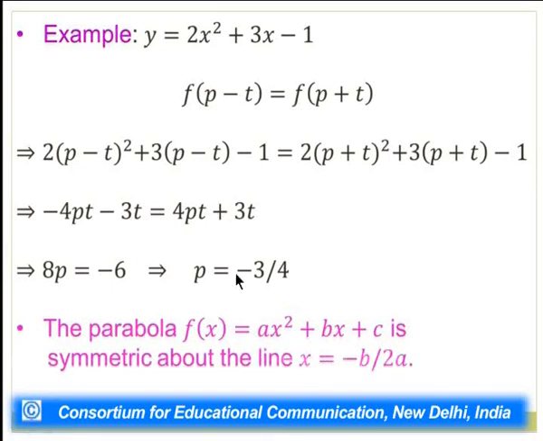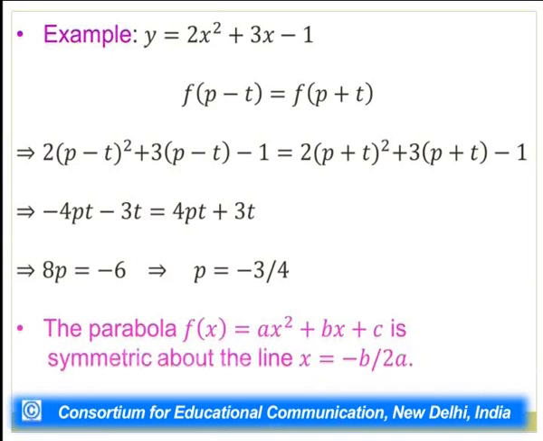Now, if you just simplify the expressions here, you will get minus 4 times pt minus 3t is equal to 4 times pt plus 3t. And here you can see the t's will get cancelled on both sides, and this then implies that 8p is equal to minus 6, which in turn implies that p is equal to minus 3 by 4. So here your line of symmetry will be defined by x equal to minus 3 by 4.